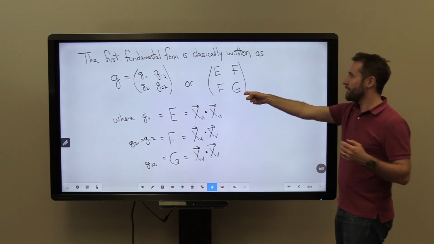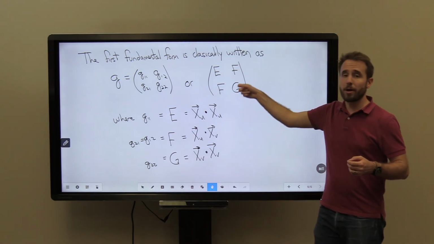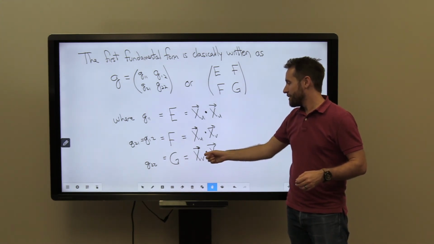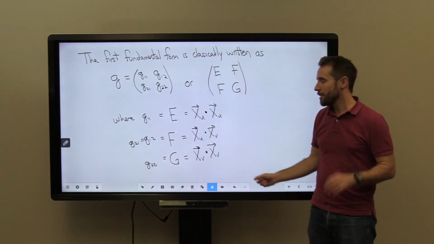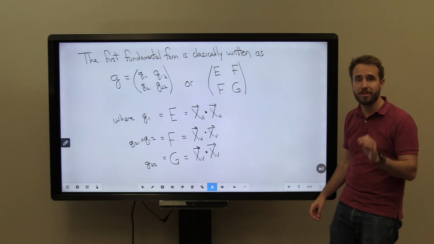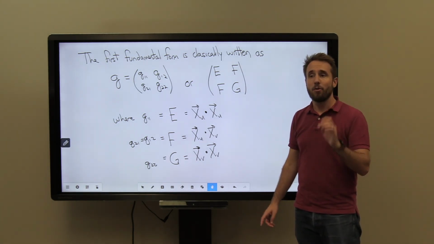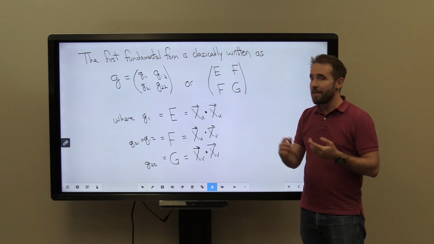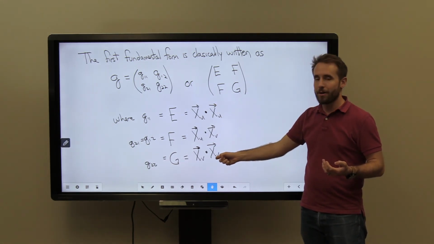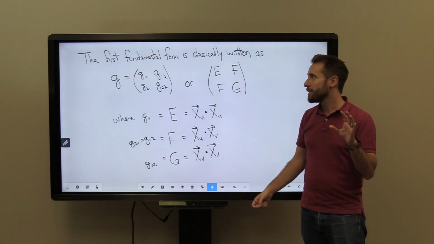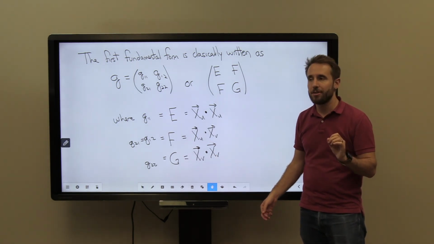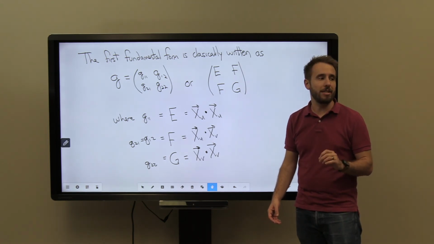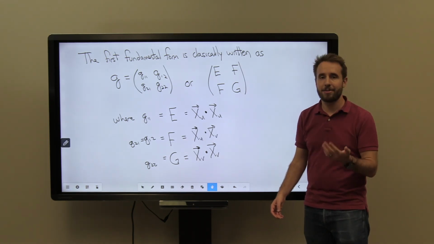And finally, the last entry, the G22, or if you want the capital G, is just the dot product of x sub v dotted with x sub v. So once we have a parameterization, once we have our capital X, we can compute x sub u, we can compute x sub v, and then by computing these dot products, we can compute the entries of our matrix representation of our first fundamental form. And so next video, we will see how we can use these to aid us in computations.